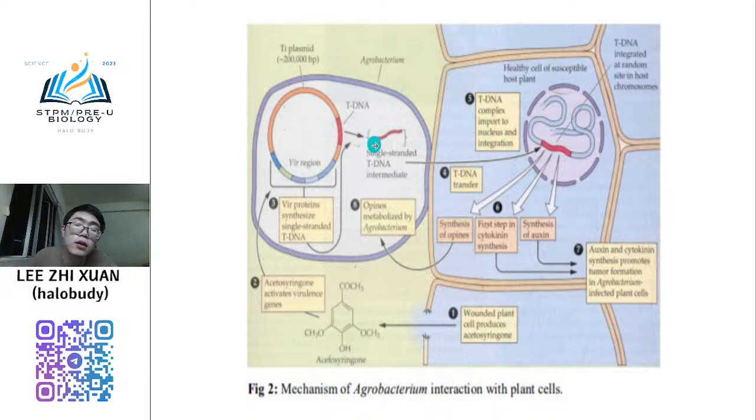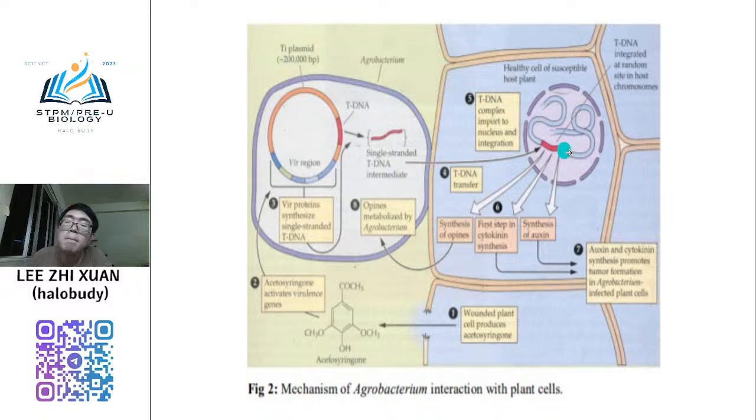And this one is the agrobacterium cell. So once this agrobacterium starts infecting the plant cell, this tDNA will be expressed into single stranded tDNA. And then this tDNA will be transferred into the plant cell. This is the technique. It will transfer to the plant cell, and then this tDNA will be imported.